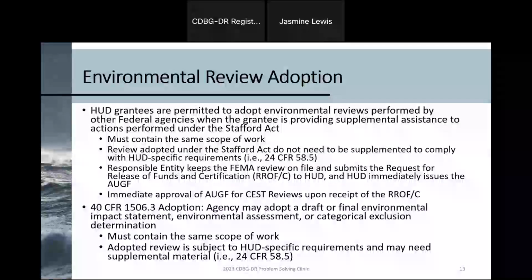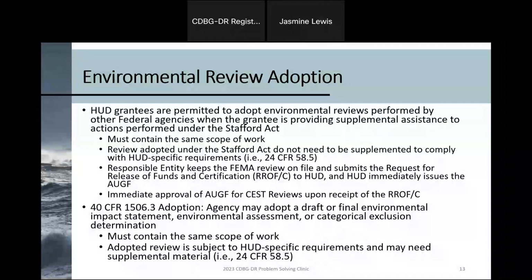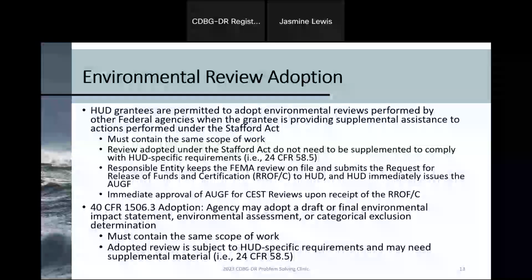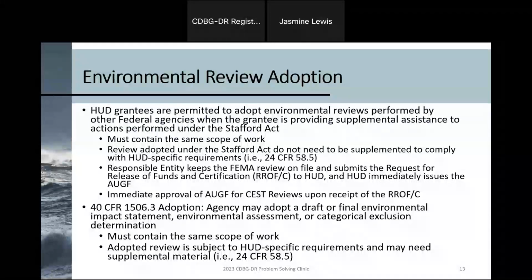In this case, you are going to reach out to FEMA to obtain their record of environmental consideration, or their REC, and take a look at that REC to evaluate the scope of work, so that you are comparing apples to apples and can see that it is still substantially the same. If it's not, you might have to go back out and conduct a reevaluation.